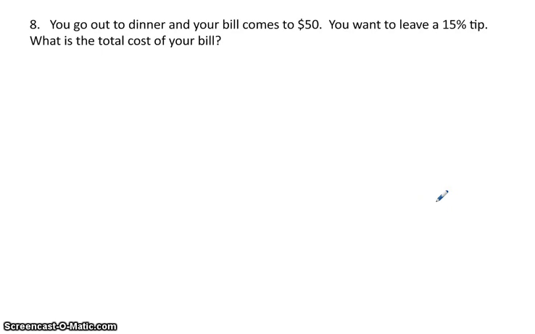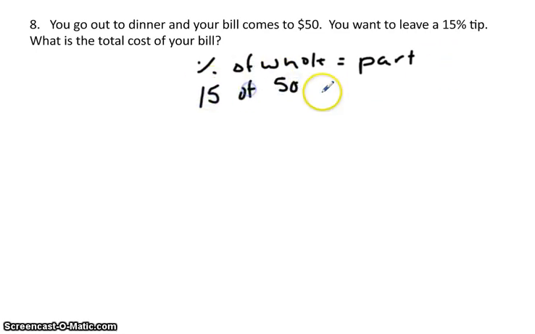You go out to dinner and your bill comes to $50. You want to leave a 15% tip. What is your total cost of your bill? In this problem, I can see that I'm going to be solving a percent problem because I have a percent. So I'm going to go ahead and write our equation. Percent of the whole equals the part. And I'm going to go ahead and plug in. If my bill comes to $50, that means that's the whole thing. I have my percent. It's 15% of 50. So when I find my tip, that's going to be the part.